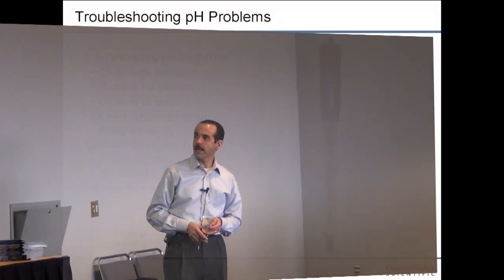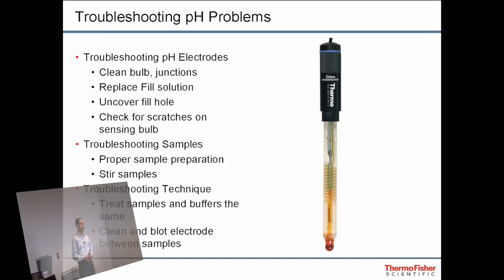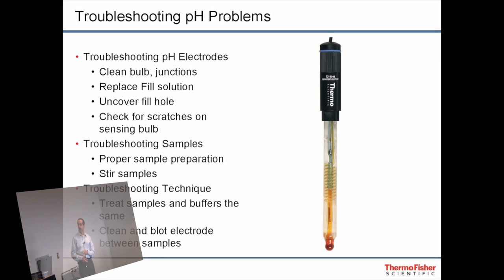We talked about buffers, talked about the expiration date, so I won't cover that again. For the pH side, we've talked a lot about this already. Make sure that you've got a clean electrode, you're replacing the fill solution, you're uncovering the fill hole. Make sure you don't have any scratches on there. Make sure you're stirring your sample. All the things that we've been talking about.